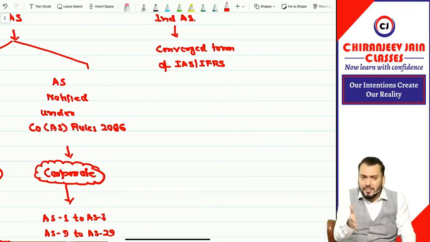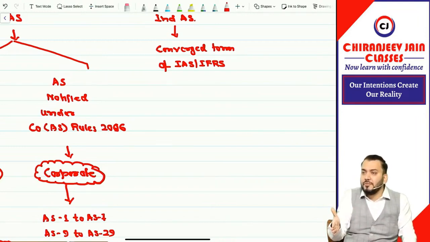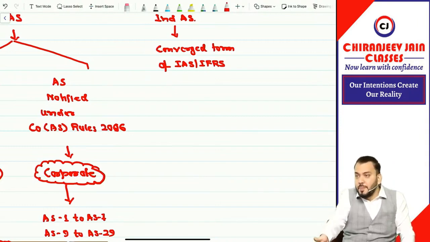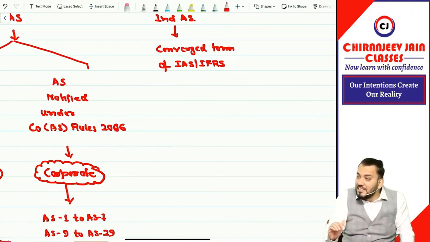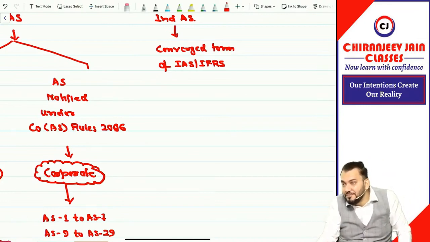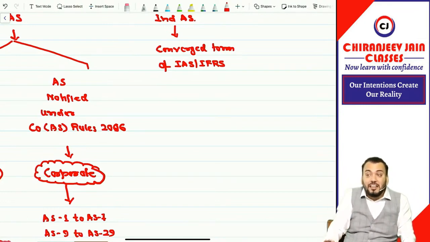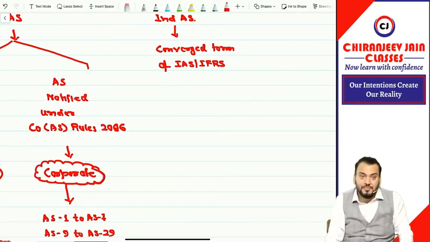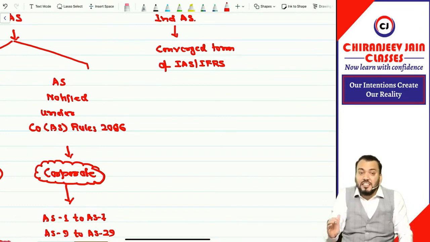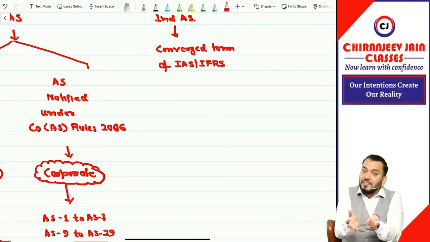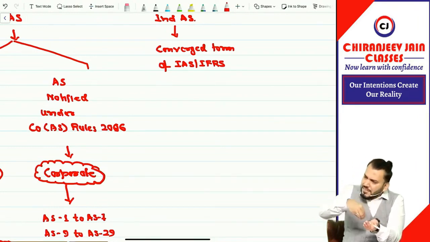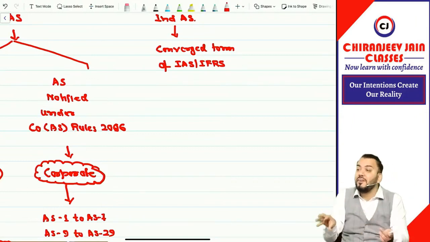No. So what happened? During 2000, a new committee was formed, replacing the International Accounting Standard Committee. Previously the committee name was what? International Accounting Standard Committee. And then it was replaced by the International Financial Reporting Committee. What was the intention? The intention was to form an accounting standard which is globally accepted. Globally means throughout the world. Every company of the entire world should follow one set of accounting standards.